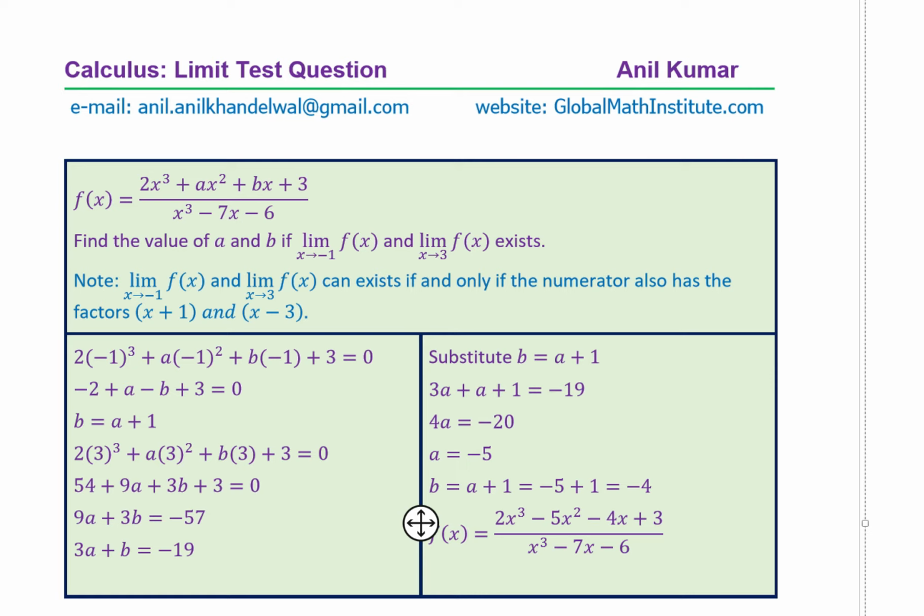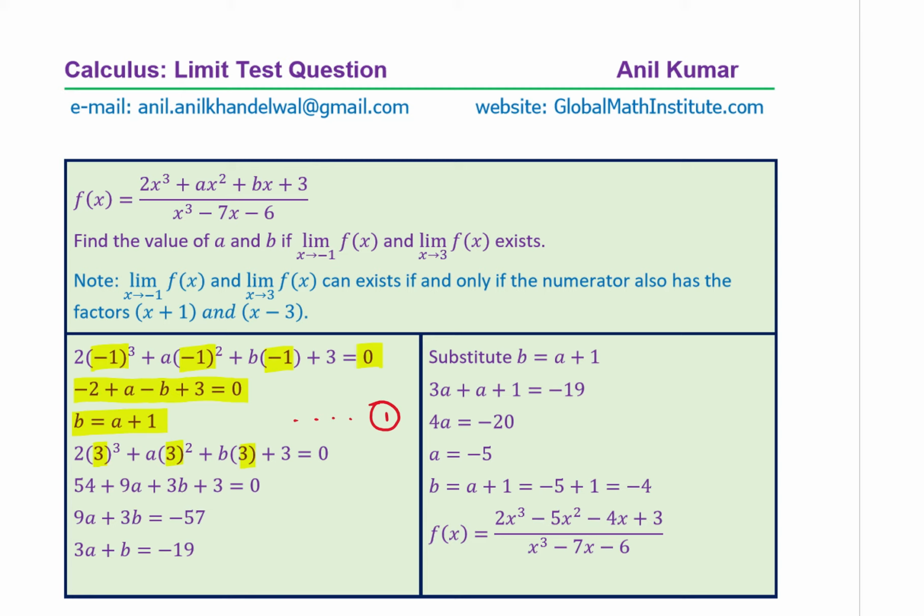As I was saying, we'll substitute minus 1 first and then equate it to 0. Once we do that, we get minus 2 plus a minus b plus 3 equals to 0. Simplifying, writing b in terms of a, we can say that b is equal to a plus 1. Let me call this our equation number 1. Now, let's substitute 3 in the numerator. Once you substitute 3 in the numerator, we get 54 plus 9a plus 3b plus 3 equals to 0. Simplifying, we get 3a plus b equals to minus 19.